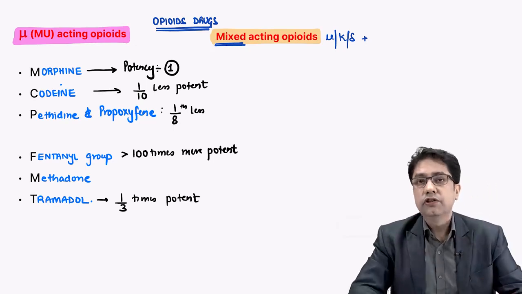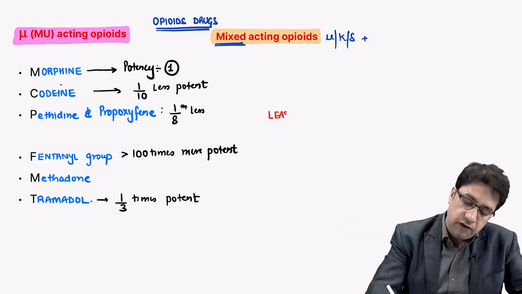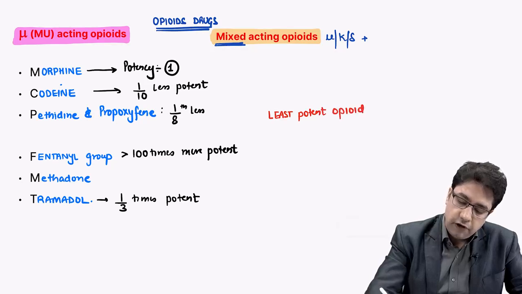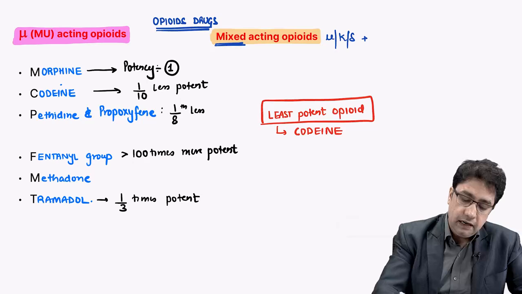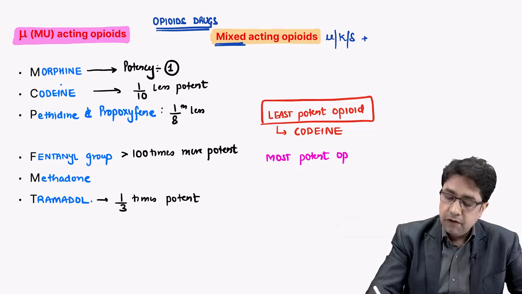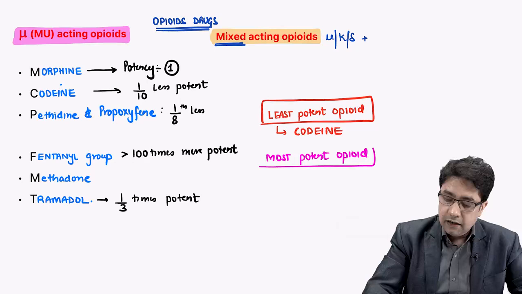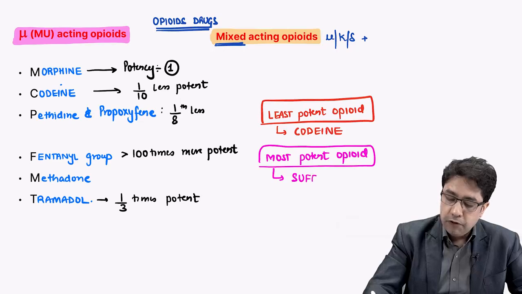Now, if I ask you a question, overall, which is the least potent opioid? What should be your answer? Overall, the least potent opioid is codeine, followed by pethidine and propoxyphene. Similarly, if a question comes, which of the following is the most potent opioid? We have to find this drug from the fentanyl group. And there is a drug which is a brother of fentanyl, that is sufentanil, which we are going to discuss, will be the most potent opioid.